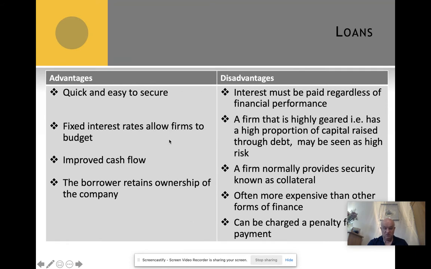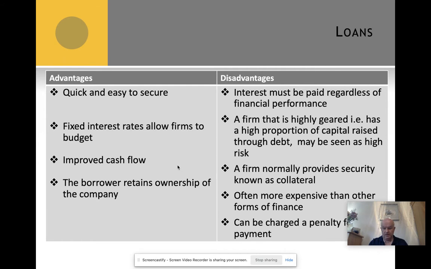Obviously, some of the big advantages are they're quick and easy to secure. You can, in most cases, agree a fixed interest rate, so that allows a firm to budget. They know exactly how much money they're going to have to pay each month. And in some cases, obviously, if you can get hold of a loan, that can improve your cash flow. That allows you to have more working capital available to run your business.